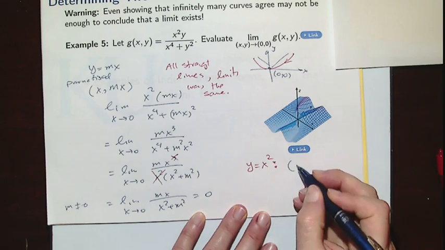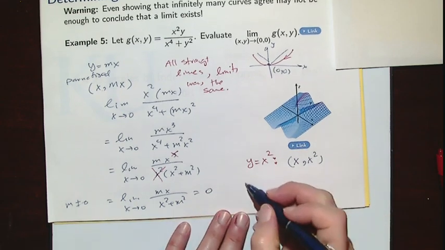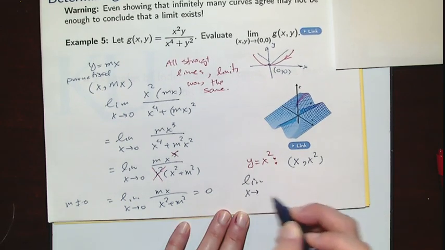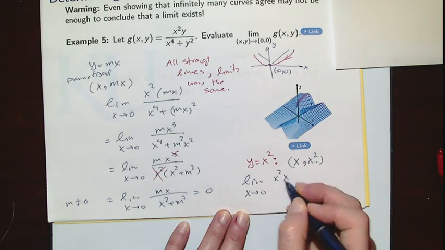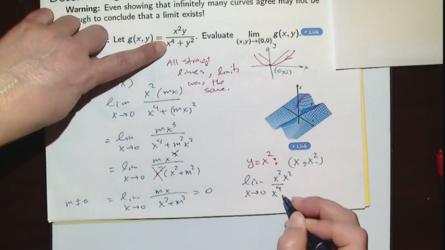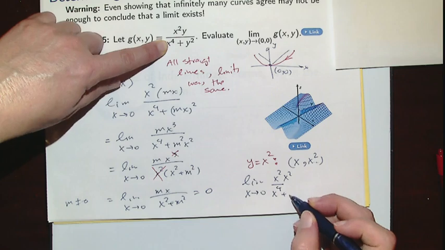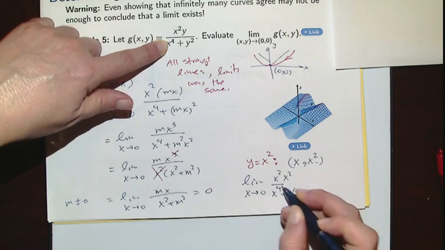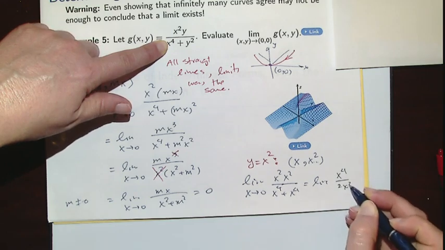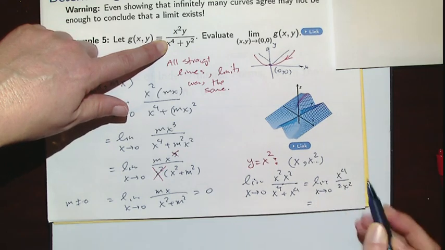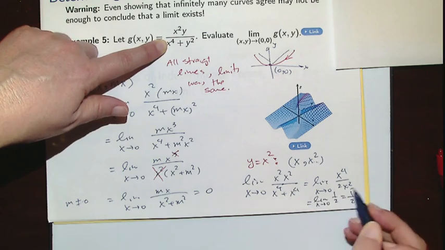Parameterize it. What is the parameterization? x and x squared. So the limit as x approaches 0, for y plug in x squared. x squared times x squared over x to the 4th plus x squared to power 2. x squared to power 2 is x to the power 4. So I get the limit of x to the power 4 over 2x to the power 4 as x goes to 0. Simplify that. The limit as x goes to 0 of 1/2 is 1/2.